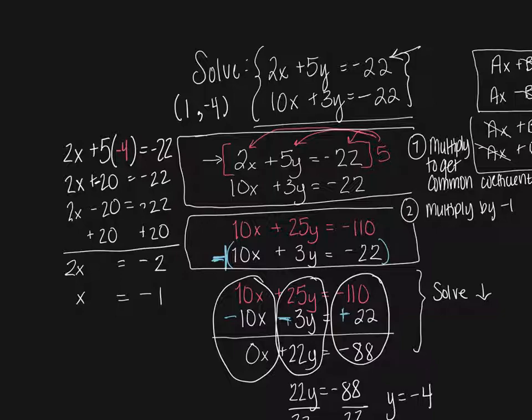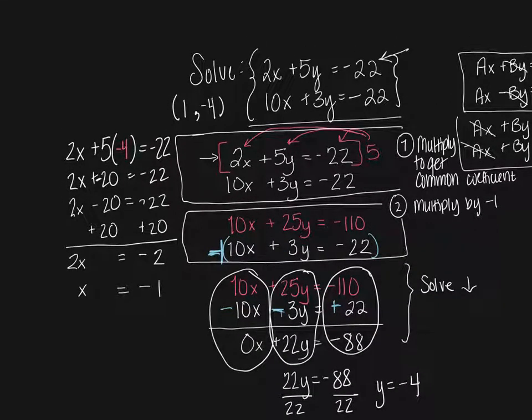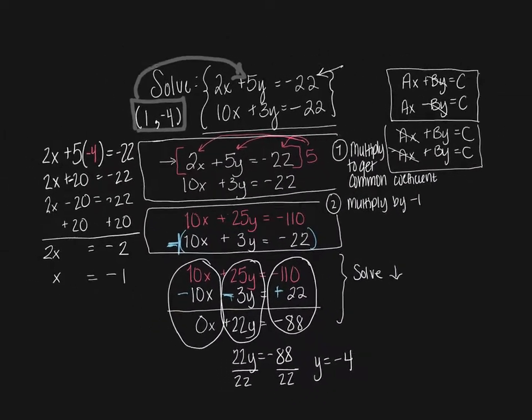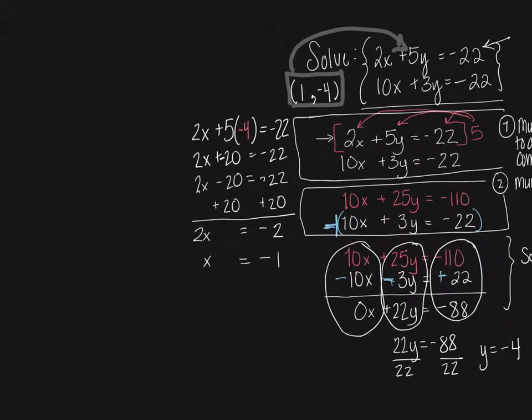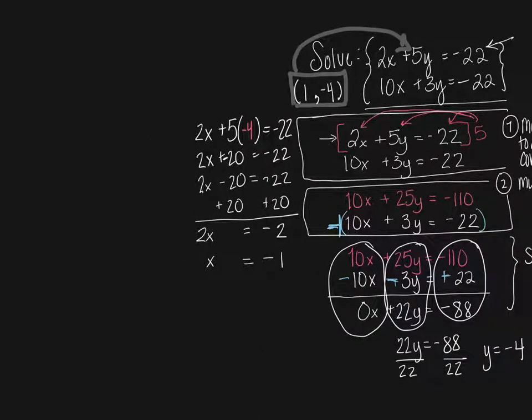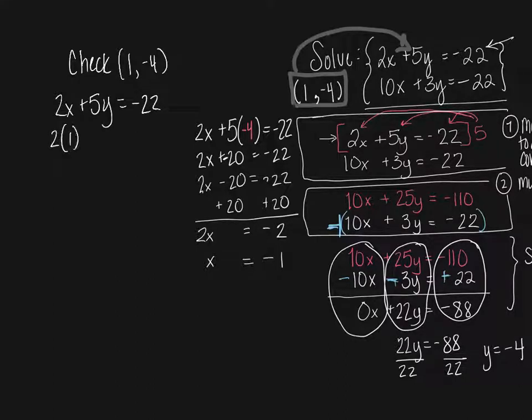Okay, let's check that. Remember that to check, I'm going to take this ordered pair, and I'm going to end up plugging it into one of these equations. Now again, I kind of like multiplying by 2's and 5's, so let's just take the first one. So when I check, I'm going to take 2x plus 5y equals negative 22. 2 times 1 plus 5 times negative 4 equals negative 22.